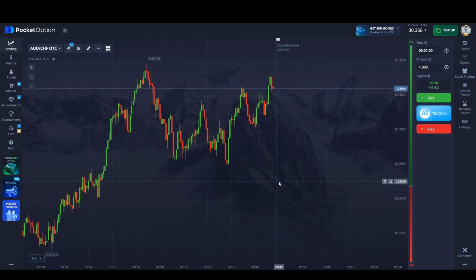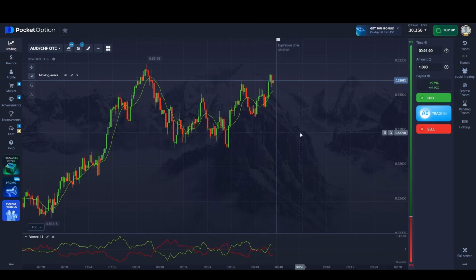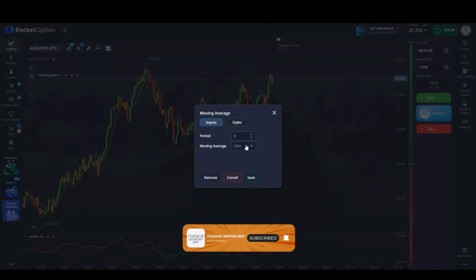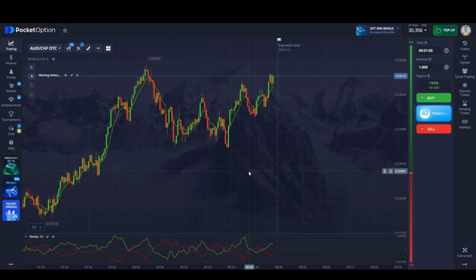So our strategy is made up of two indicators. These are the moving average and the vortex indicator. Now, let's set them up. For the moving average, we set the period to 8, and for the moving average itself, we select M. For the vortex, we set the period to 11. That's it for the settings.